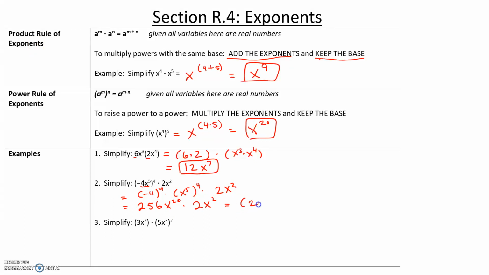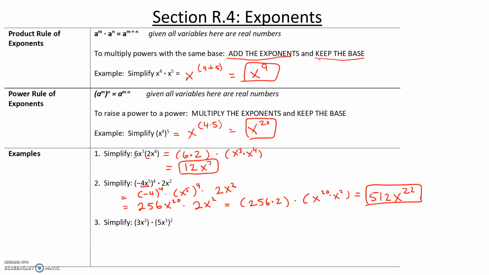But before that, let's separate this into 256 times 2 times x to the 20th times x to the second power. If you multiply 256 times 2, then this will give us 512. If you multiply the same base, we keep the base, add the powers. This gives us 512 x to the 22nd power.